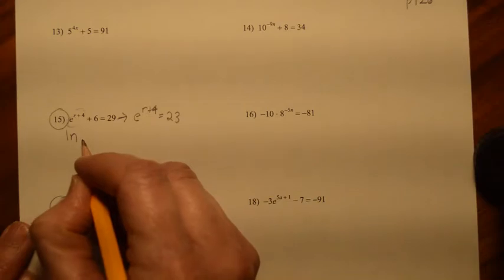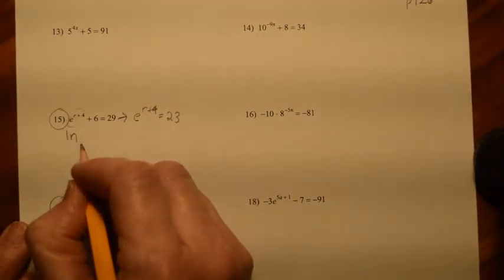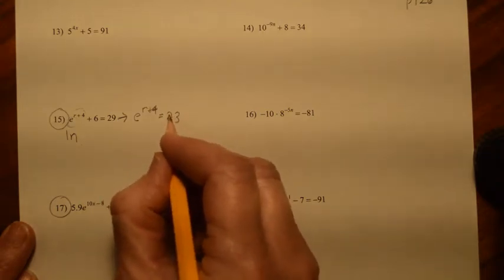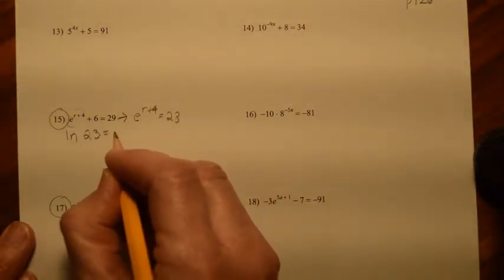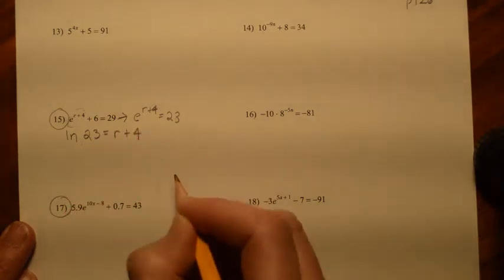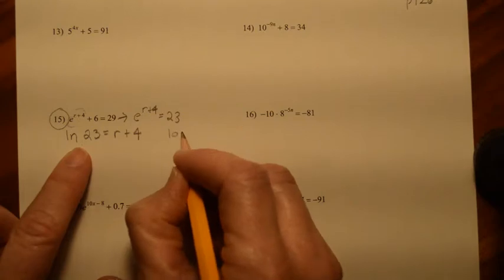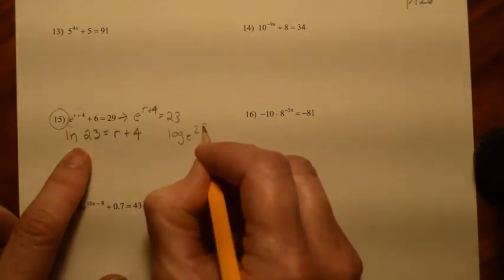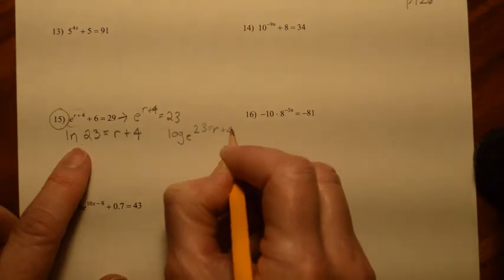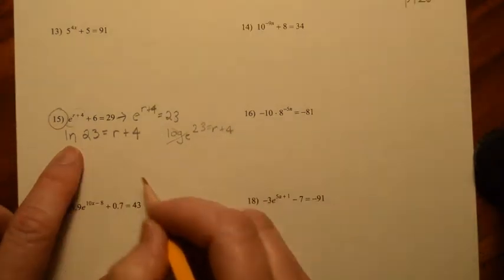So usually when we have that e or the base written down here, we don't need to write anything. And then these two flip-flop positions right here. So this becomes natural log of 23 equals r plus 4. Again, if you really want to write it with that base there, you can. You can write it as log base e of 23 equals r plus 4, but I strongly encourage you to ditch that and just write it as natural log.